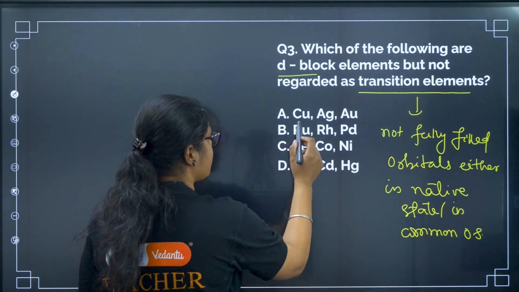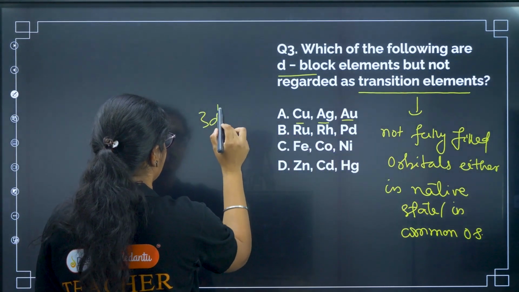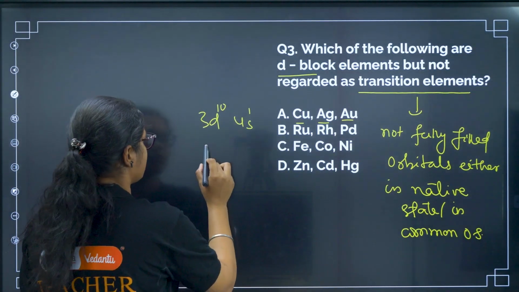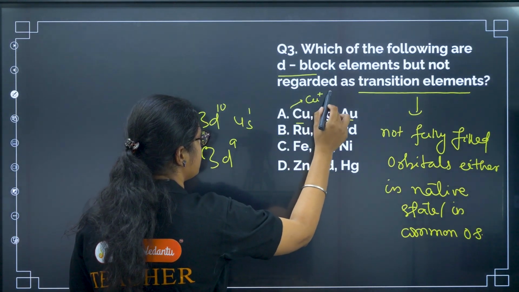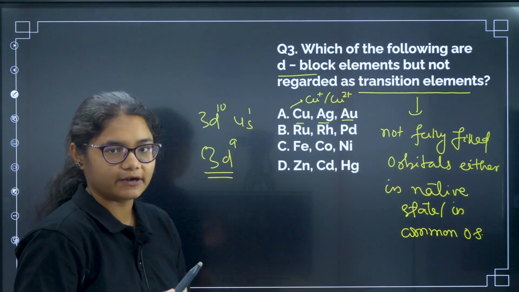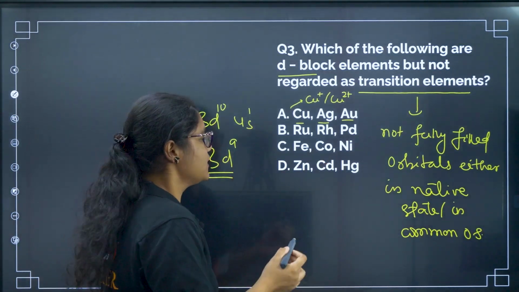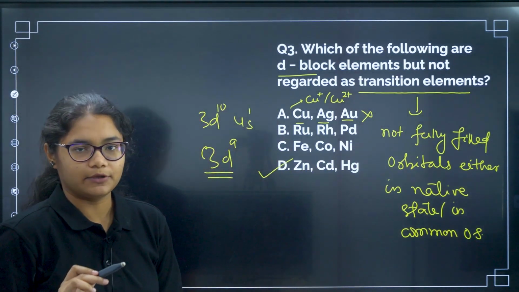So you can see copper, silver and gold, they have 3d10. For copper it is 4s1. In the common oxidation state for copper it is 3d9, right? The copper oxidation states are Cu+ and Cu2+. So in their common oxidation state it has an unpaired electron, or you can say partially filled d orbitals. So this cannot be the answer. The correct answer for this is zinc, cadmium and mercury.